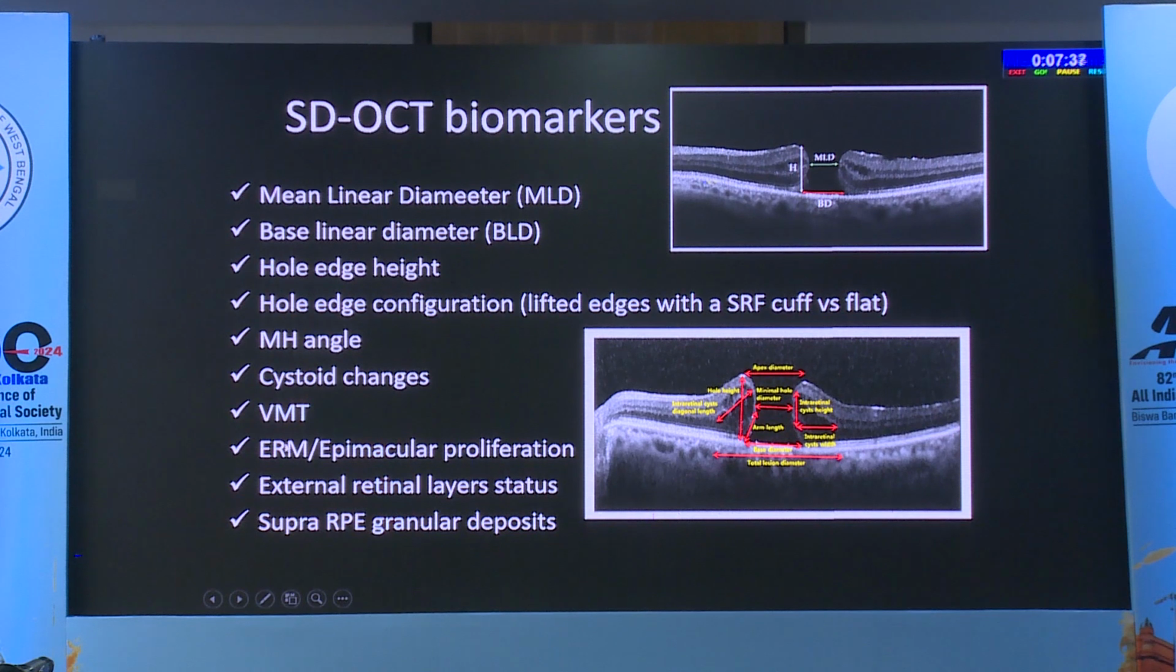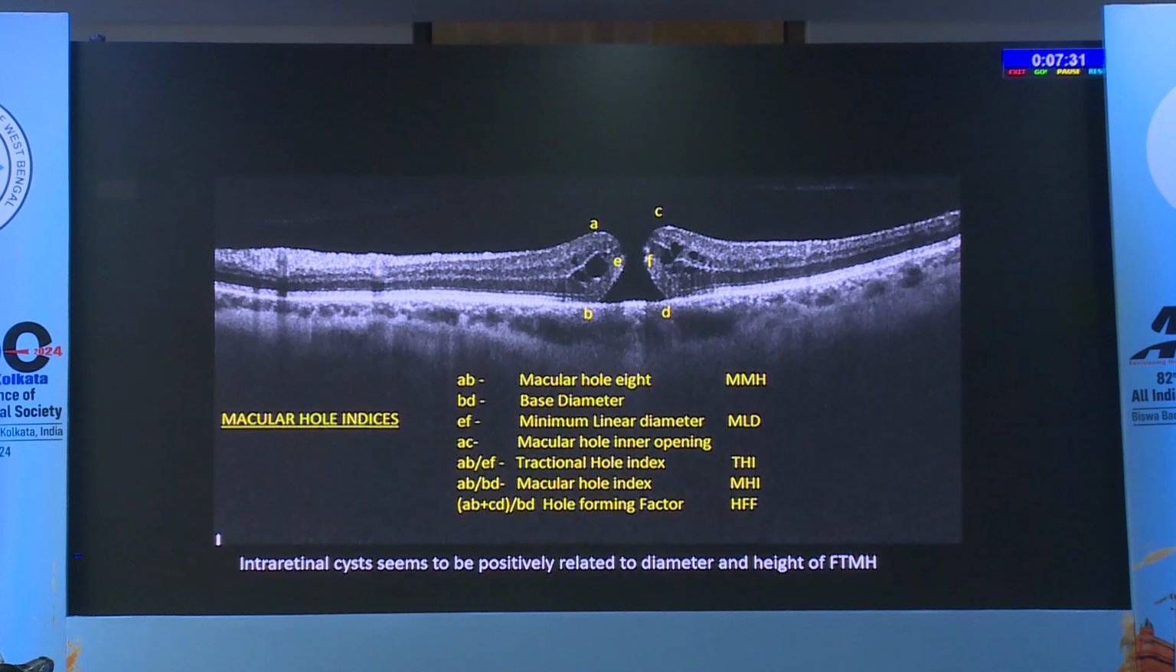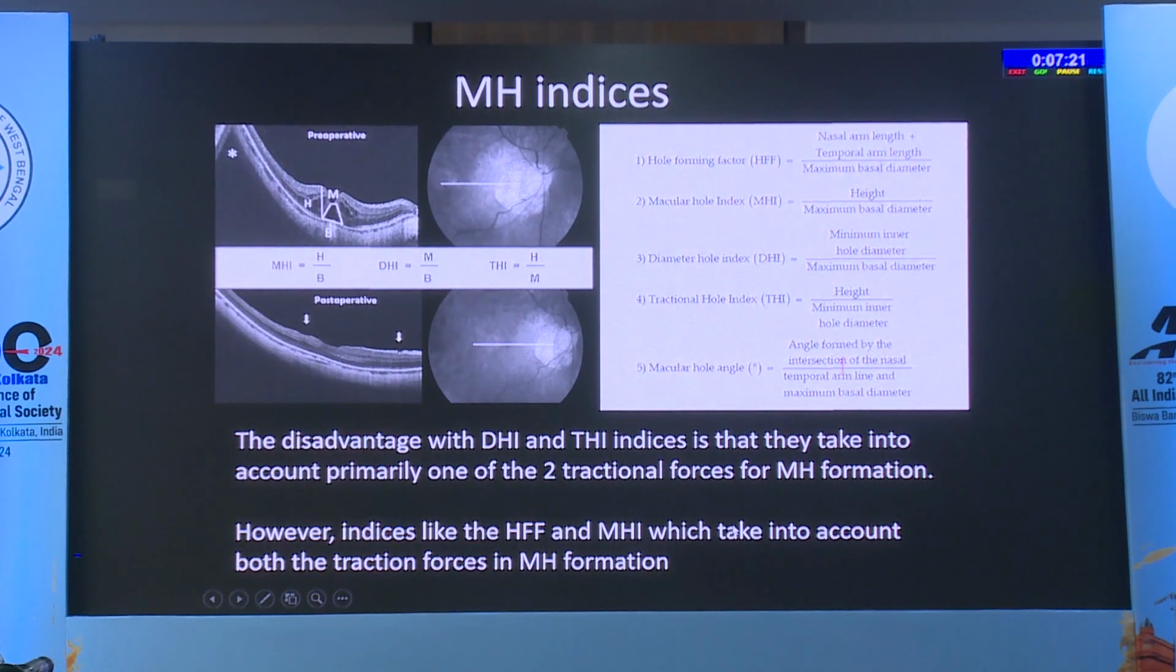Then there is vitreomacular traction and epiretinal membrane. Look at the external retinal layers also and the supra-RPE granular deposits. Many indices have been considered, among them the most important being the tractional hole index, then the macular hole index and the mean hole diameter. I'll be telling you in the subsequent slides.